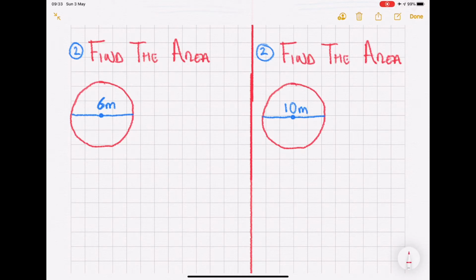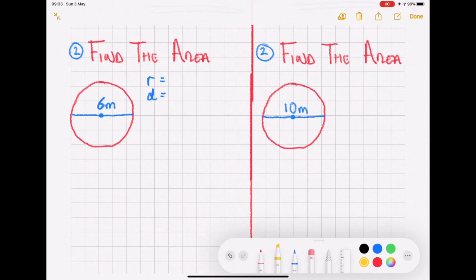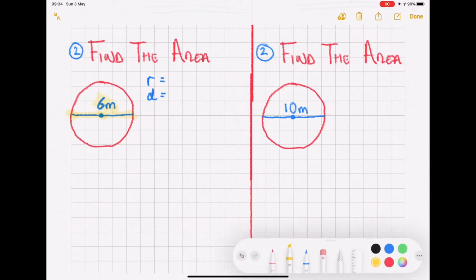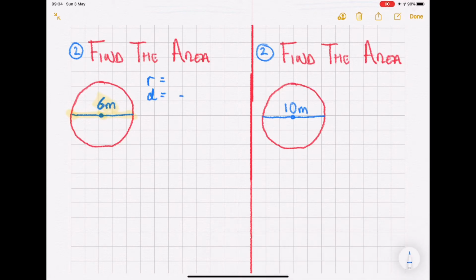So finding the area. Now it's a circle question, so we always put down our radius and our diameter. Then we look at our question and see what we've been given. Well, this time we've been given the length that goes from one edge through the centre all the way over to the other edge. So that means that is the diameter. So our 6 metres is the diameter. So what's our radius? Our radius is going to be half that, so that's 3 metres.